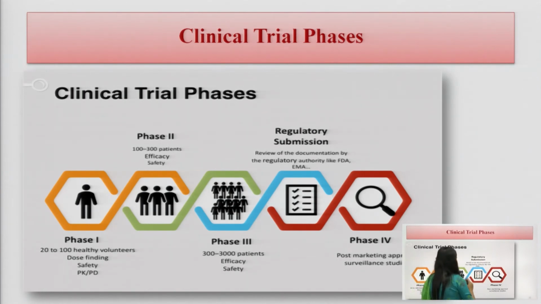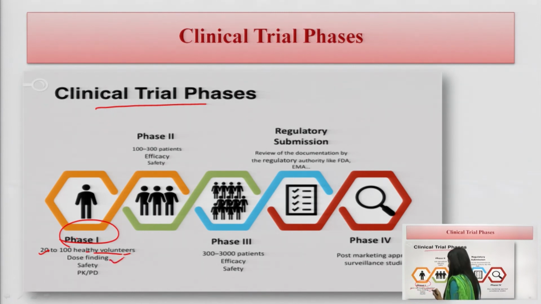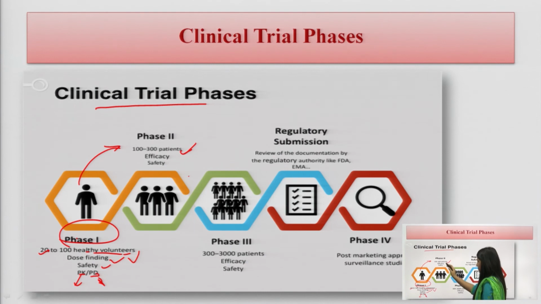Now this is the summary chart. This summary chart is for phase number one. For phase number one, 20 to 100 healthy volunteers are taken as participants. Dose finding is here. Safety, pharmacokinetic and pharmacodynamic profile is taken care of, meaning the drug action and ADME. I told you in the previous slides. After this, the number of volunteers is increased and these volunteers are patients. So this is the basic difference. Here the healthy volunteers, here the patients. Now in this we find efficacy and safety.